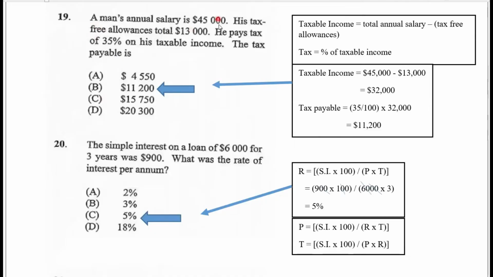A man's annual salary is 45,000. His tax-free allowances total 13,000. He pays tax of 35% on his taxable income. Wow, the tax payable is a lot of terms in here.